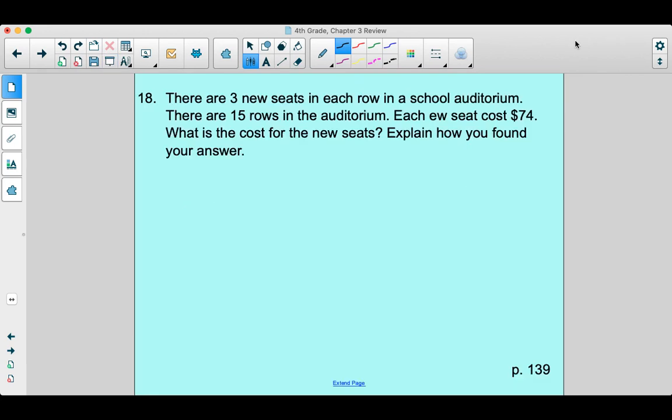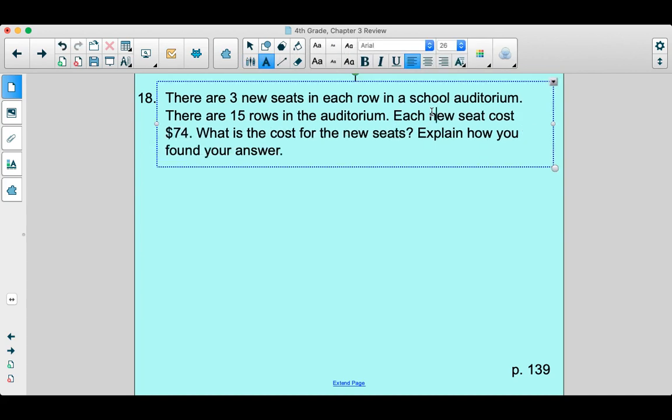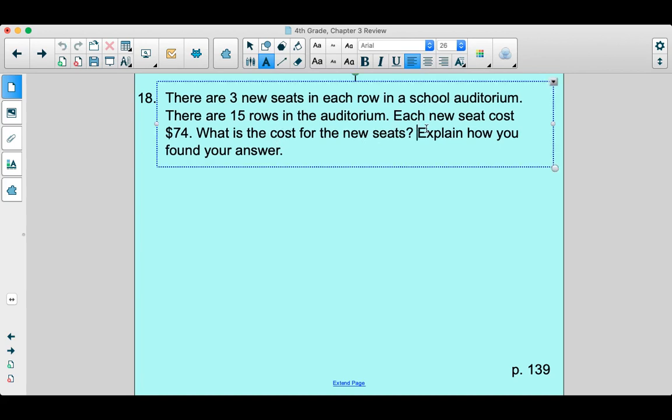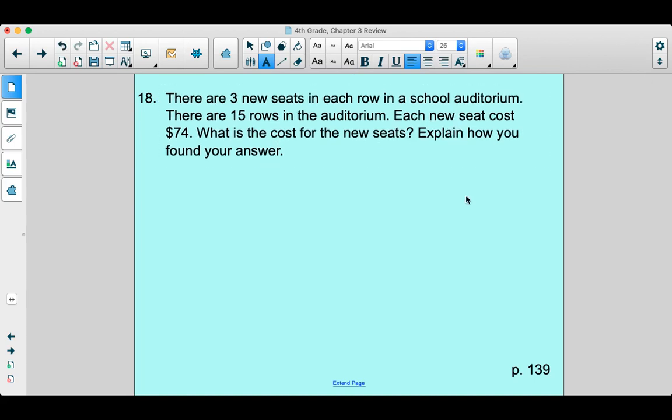We've got number 18. There are 3 new seats in each row in a school auditorium. There are 15 rows in the auditorium. Each new seat, not you seat, each new seat costs $74. What is the cost for the new seats? Explain how you found your answer. All right, now remember, I'm not going to do the writing to explain. You've got to do that.